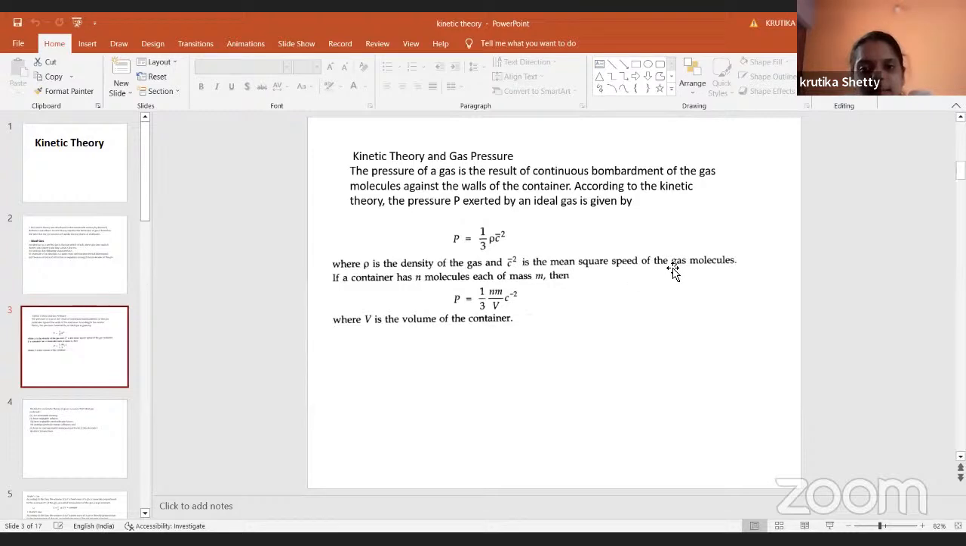C bar square is nothing but the mean square speed of the gas molecule, right? If the gas container consists of n molecules, the expression can also be written as 1/3 nm by v into c bar square. What is this v? V is the volume of the container, right?